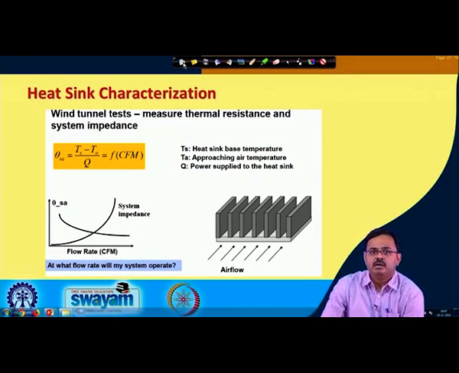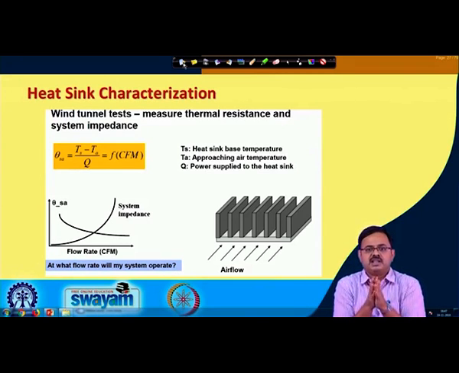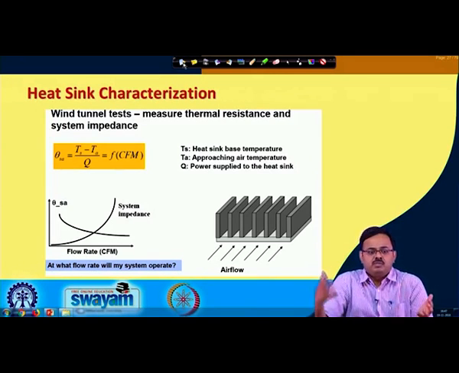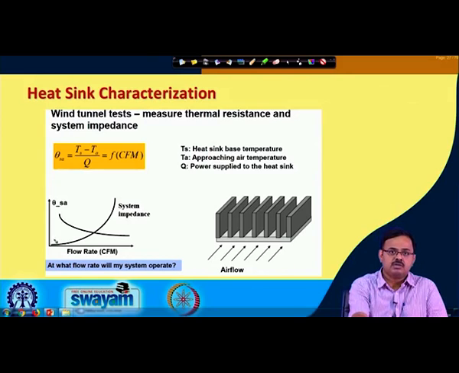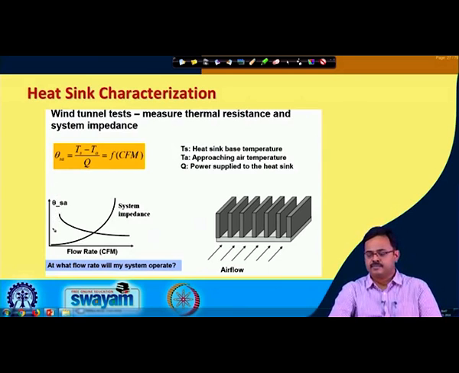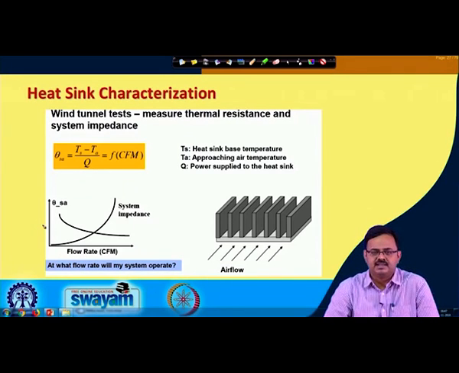Think about a very extreme case. You have so many fins that it is now a solid block, no air can move. System impedance is going to be infinite, it is probably going to just go like this, it is going to probably just graze this y axis. Okay. So, this is how heat sink design happens.